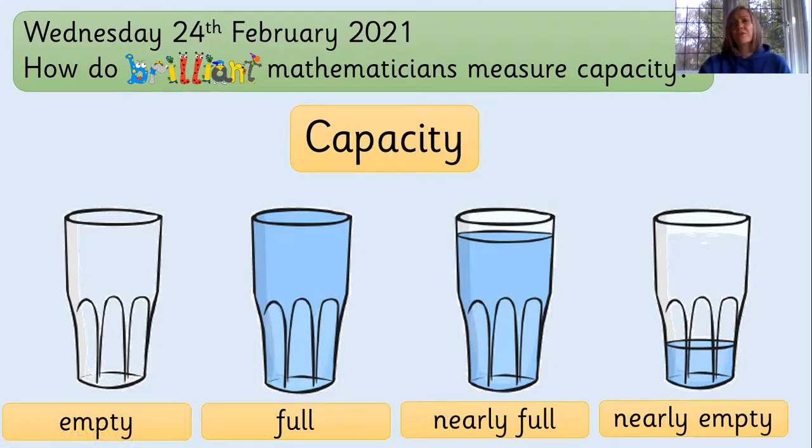So let's try those 4 words together. My turn, your turn. Empty, full, nearly full, nearly empty. Good job. Now, to help us remember those words, I have got some monsters who love milkshakes.